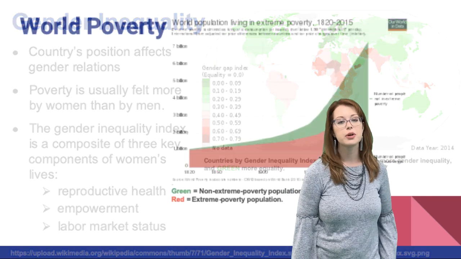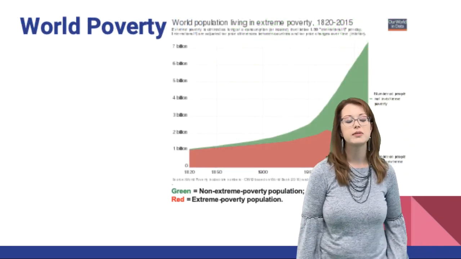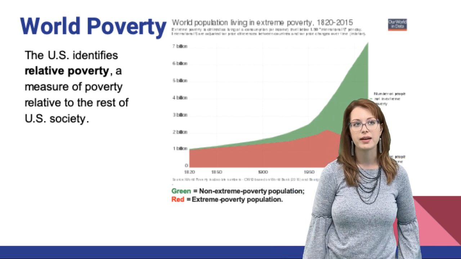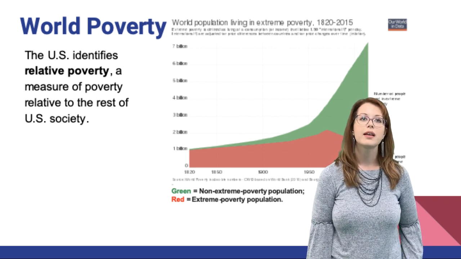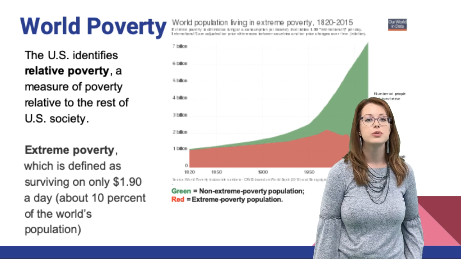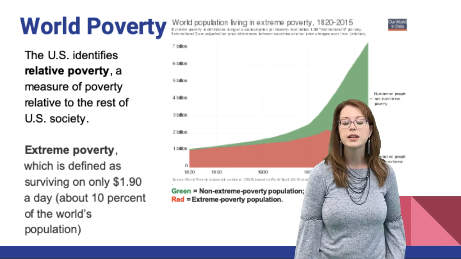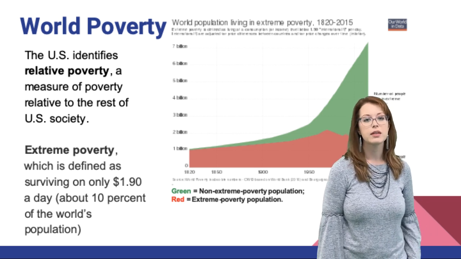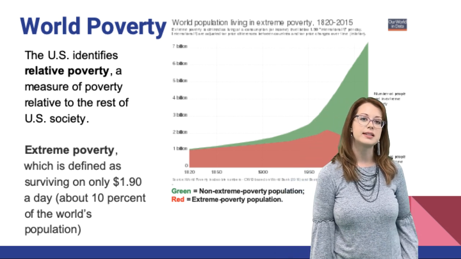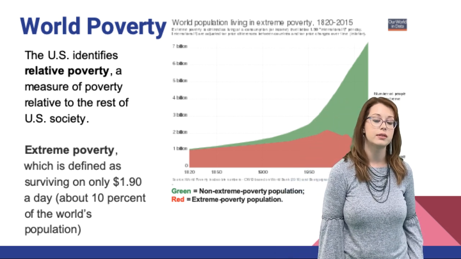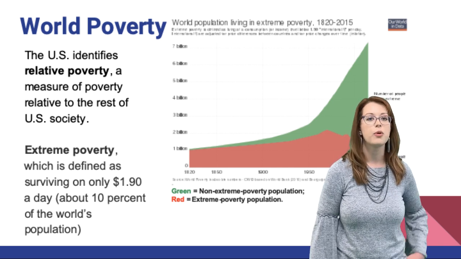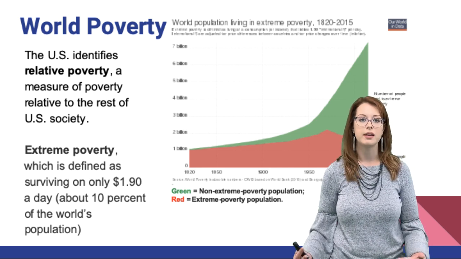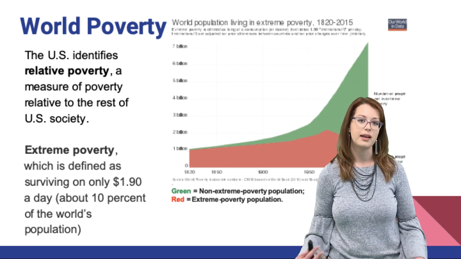World poverty, so we tend to put poverty into 2 categories, relative and extreme. So relative poverty is a measure of poverty relative to the rest of the US on average. Comparatively, extreme poverty is used worldwide. It's defined as surviving on only $1.90 a day, which includes about 10% of the world's population. So even the poorest people in the United States are nowhere near the poverty level of some of the poorest people in the poorest countries. So you can be poor in a high standard of living country, or you can be very poor in a poor country with a low standard of living.